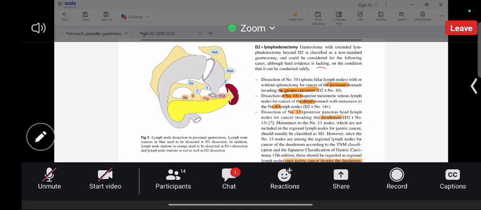Dissection of 14V, that is along the superior mesenteric vein, for cancer of the distal stomach with metastasis to number 6. What was the number 6 station? Infrapyloric. Yeah. So the nodes we can send for frozen also, if we have clinical suspicion that level 6 is involved.